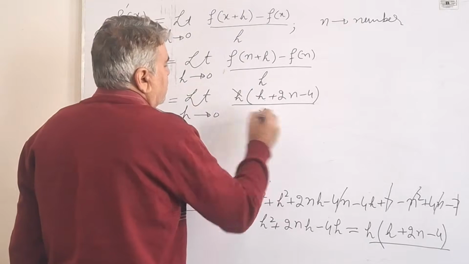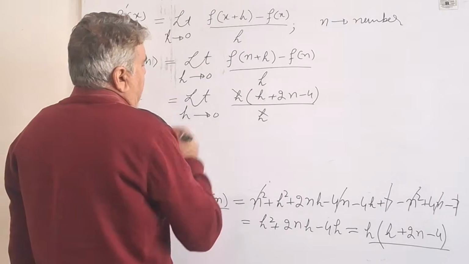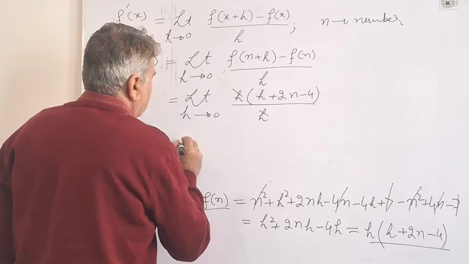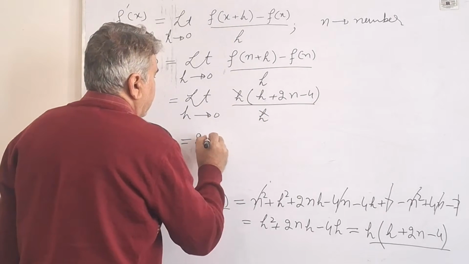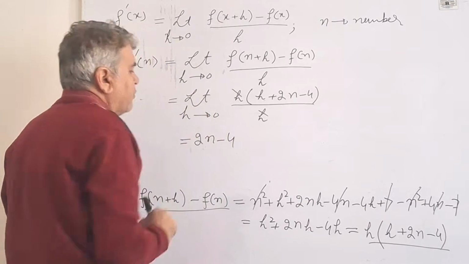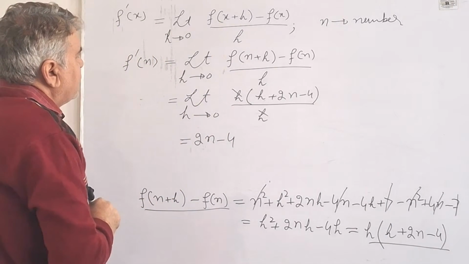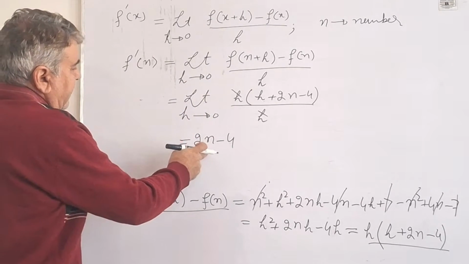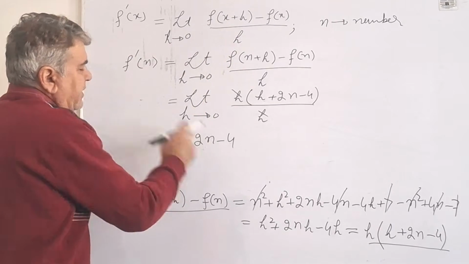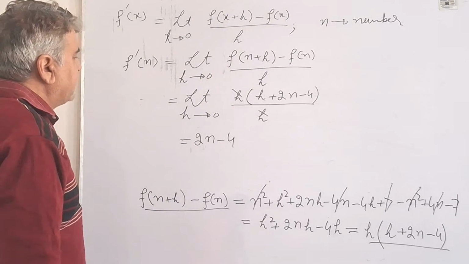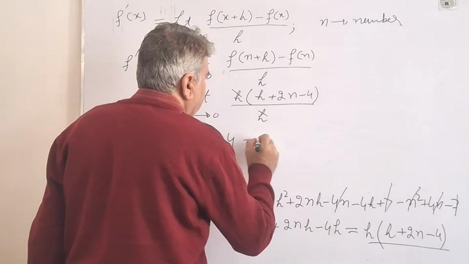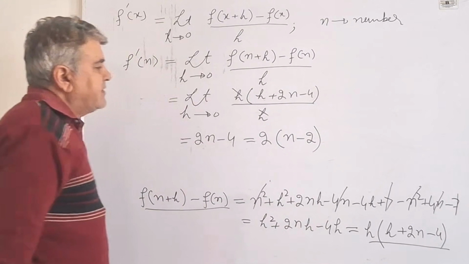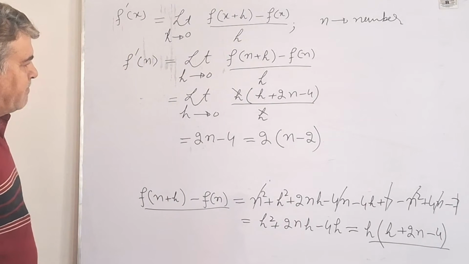This h cancels with this h, and putting the limit into this equation, this h will become 0, so I'm left with 2 times n minus 4. So the derivative of the function that I just worked out from the definition of the derivative is 2 times n minus 4, or I can write this as 2 times (n minus 2). So that's the derivative of our function.